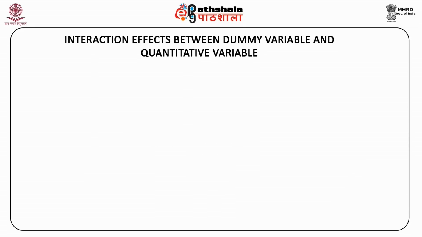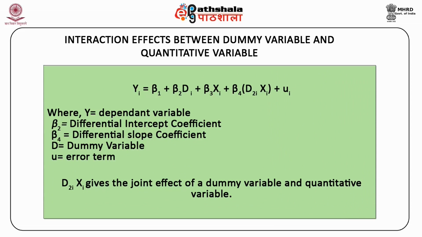model. Yi is equal to beta 1 plus beta 2 di plus beta 3 xi plus beta 4 d2i into xi plus mu i, where y again is the dependent variable, beta 2 is differential intercept coefficient, beta 4 is differential slope coefficient, d is dummy variable, mu is error term. Here d2i xi gives the joint effect of a dummy variable and quantitative variable.